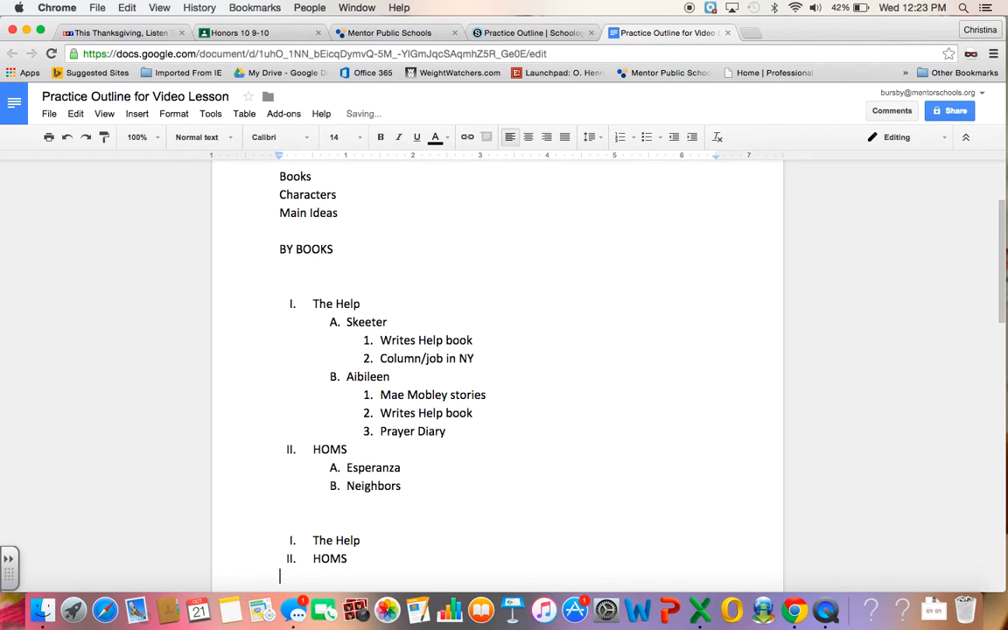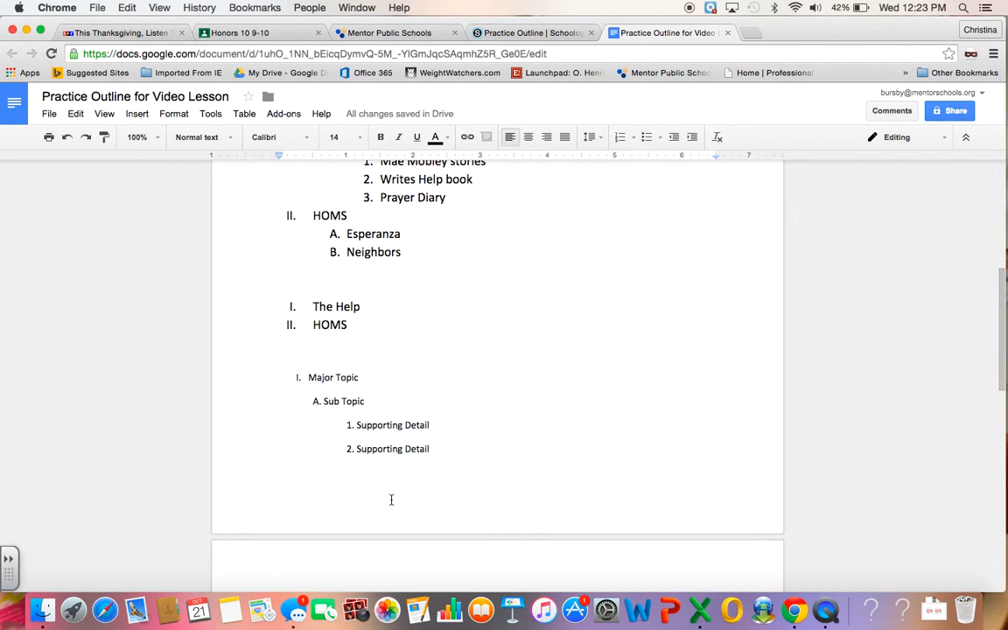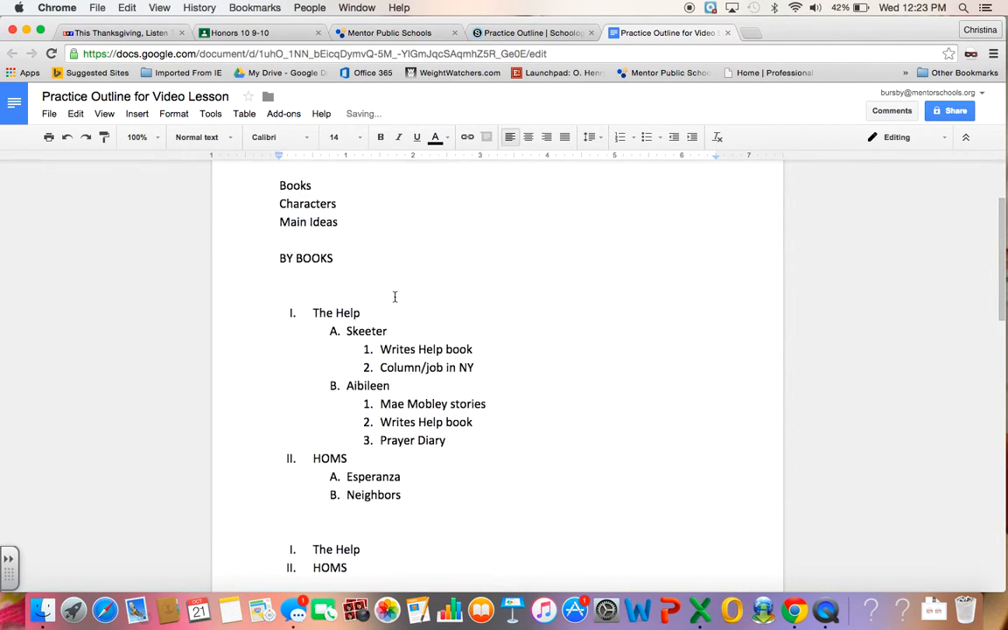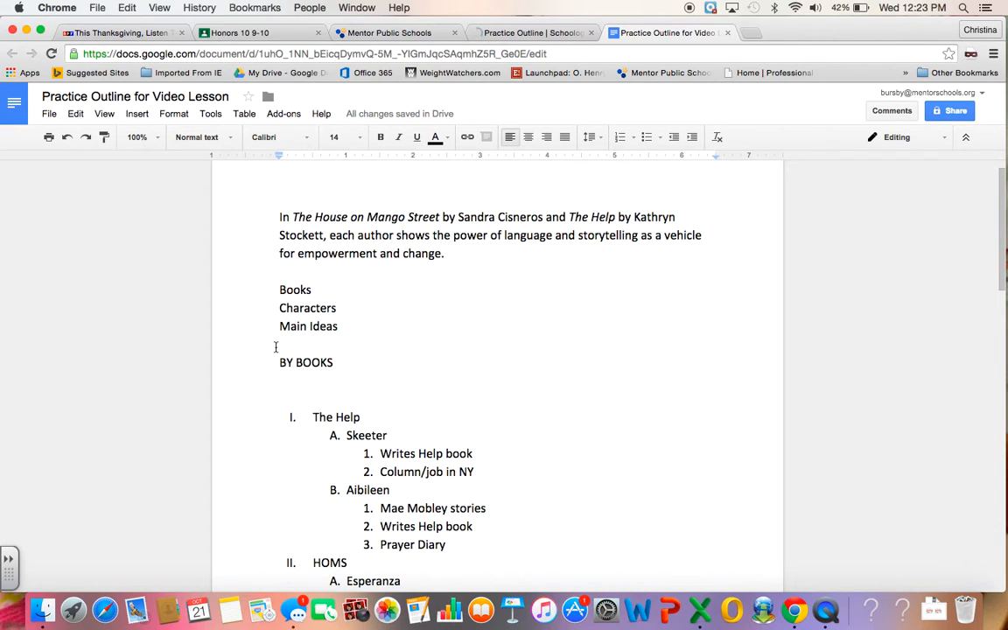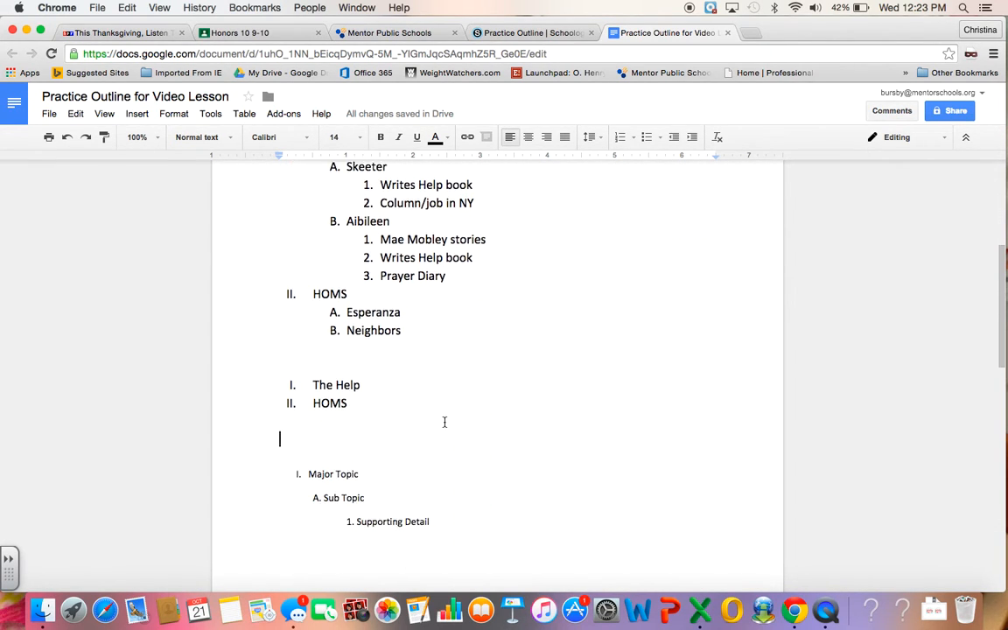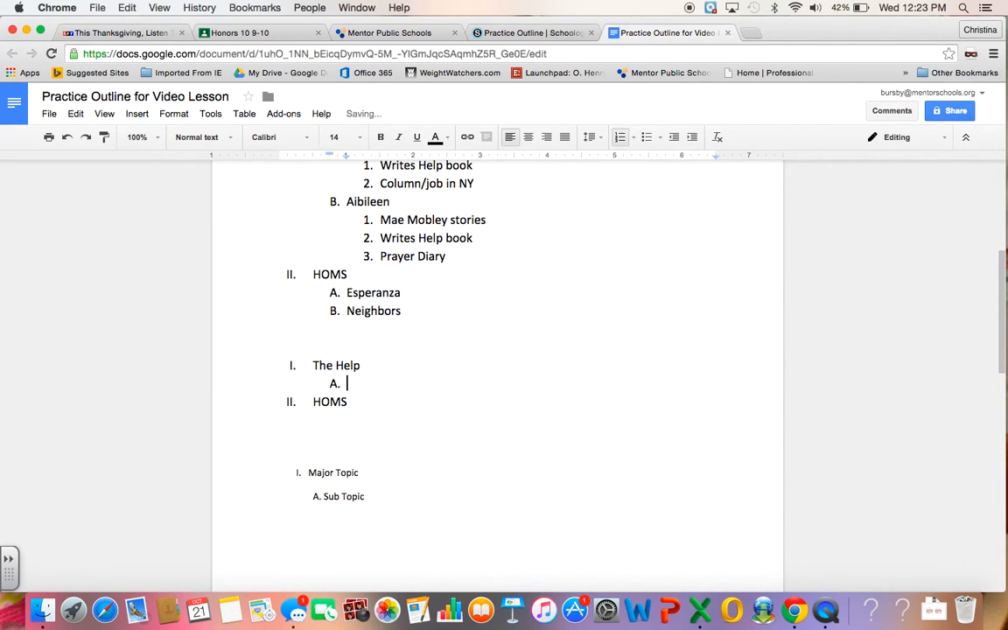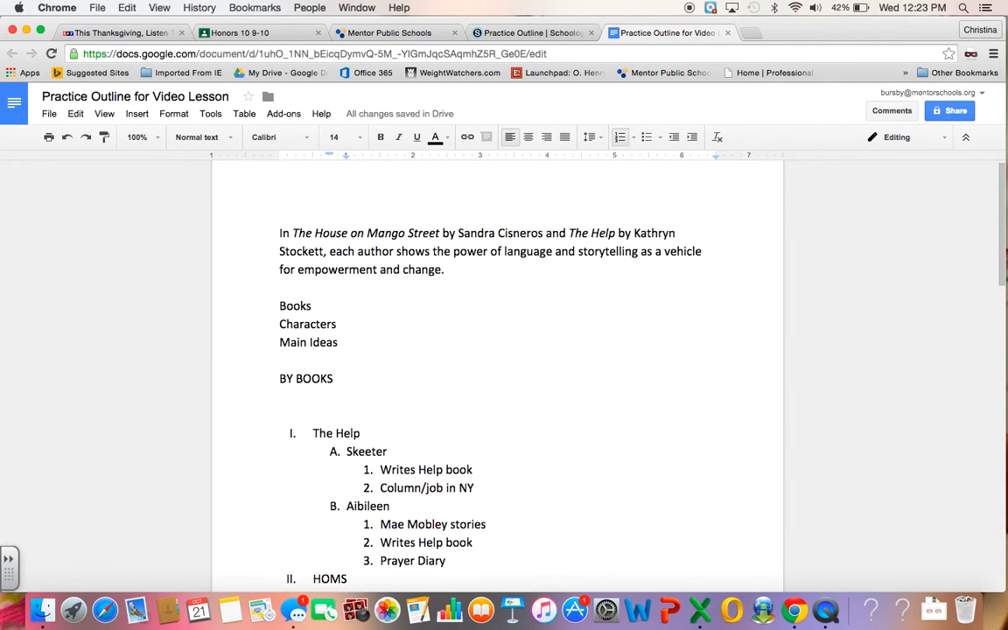But instead of organizing, slide that up a little bit, instead of organizing by characters, I think that from our list of three, books, characters, and main ideas, the better choice would be to instead organize by main ideas, okay? So looking back at our thesis statement, it says each author shows the power of language and storytelling as a vehicle for empowerment and change. Okay, what that lends itself to nicely is the two parts of the main ideas. Subtopic A could be the power of language and storytelling. Subtopic B then could be empowerment and change.